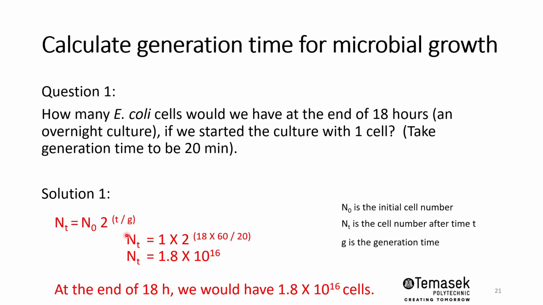All right, so here we can plug in the numbers. NT is the cell number after time, so this is what we want to find out. It equals 1, which is the starting culture, the initial cell number, multiplied by 2 to the power of 18 times 60. Why 18 times 60? Here we're looking at 18 hours as the time, and we're changing it to minutes. Then we divide by 20, the generation time g. So what will be the cell number after 18 hours? Simply, this will be 1.8 times 10 to the power of 16 cells.